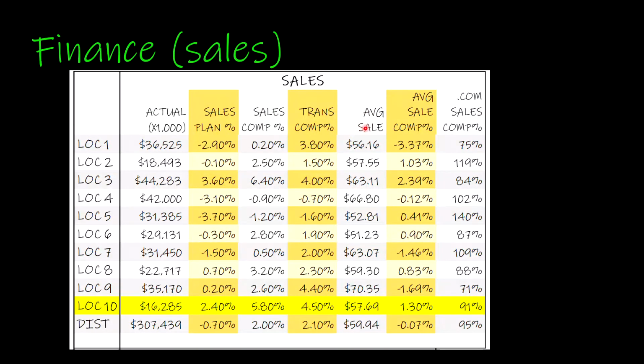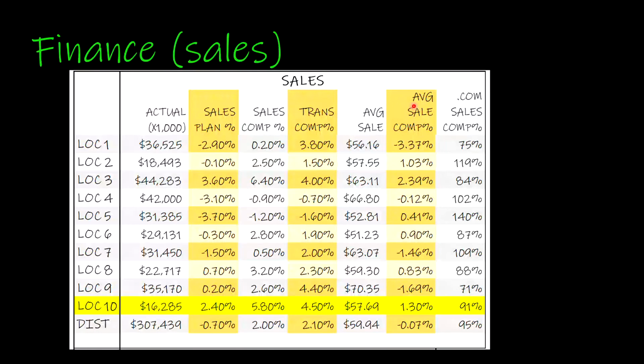Okay. Next, we're going to look at average sale. And what average sale tells us is for each transaction that is run, what is the average dollar amount per sale. And as we look at location 10 here, we see they're at $57.69. That's actually about $2 less than the district average. So this is the first place where we're seeing location 10 not performing as well as the district average. And as we look through here, we can see there's 4 different locations performing worse than location 10. So they're kind of right in the middle of the pack on this. So this is an area of opportunity for them. And it's one that may have gone unrecognized if we were just simply evaluating them based upon their sales.